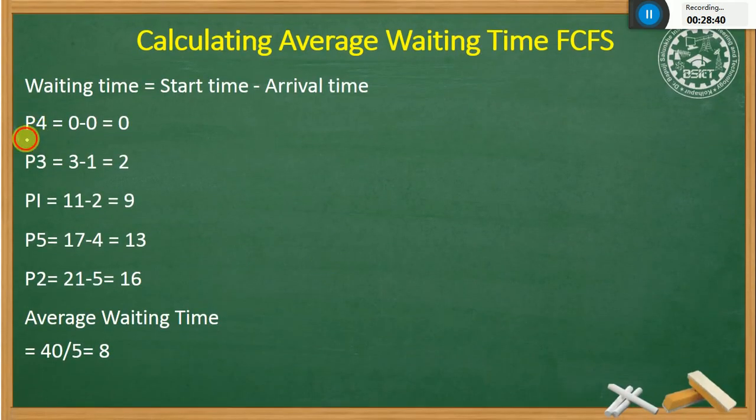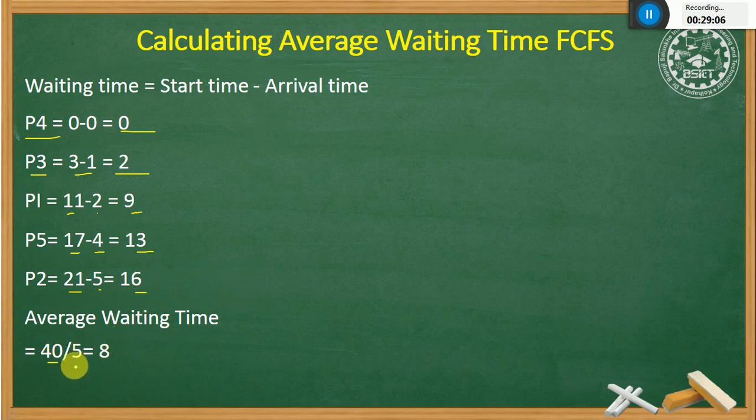Okay, so it can be like this. So P4: turnaround time 0, arrival time 0, so 0. P3: 3 minus 1, 2, yes. P1 will start at 11, arrival 2, so 9. P5: 17 minus 4, 13. P2 starts from 21 millisecond, arrival 5, so 16.